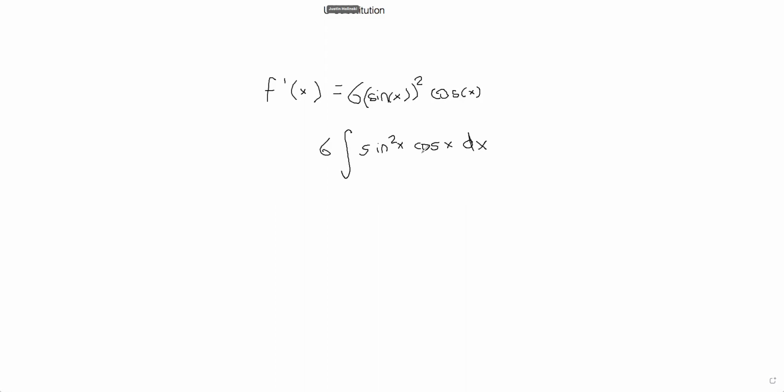So how do we integrate something like this? So we're going to use the same kind of approach that we use for the chain rule. So with the chain rule, we identify an inner function, and then we take the derivative of that inner function and put it somewhere in the expression. We multiply the entire expression by the derivative of the inner function. So now we're going backwards. We have one function, and we have the derivative of that function somewhere in the integral.